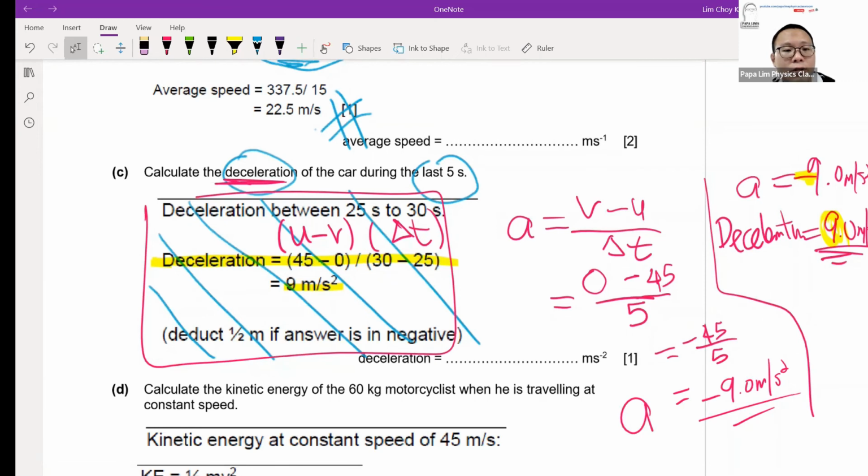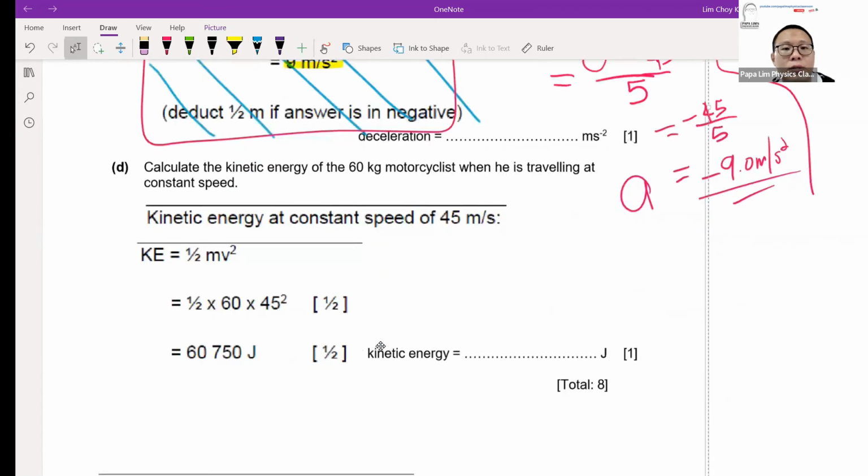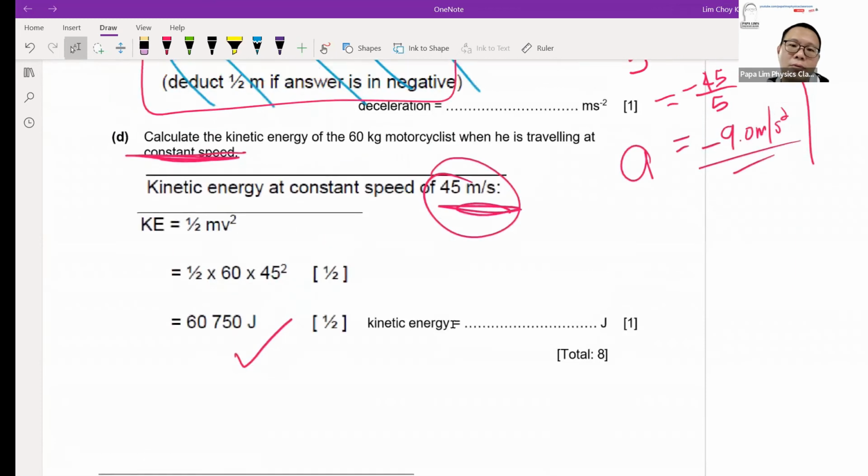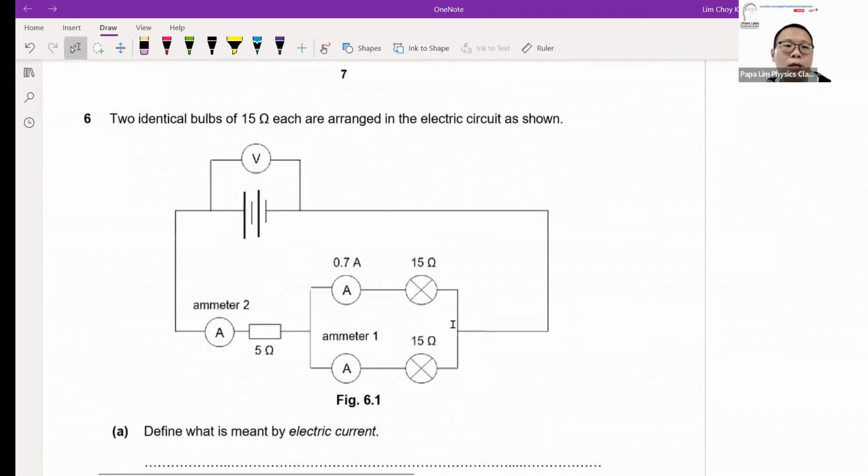Calculate the kinetic energy of the motorcyclist at constant speed. Speed given is 45 meters per second. Constant speed, so half mv squared, I should be able to get the answer straight away. Quite easily done. I will not say this is a hurdle. Now, the last question here.